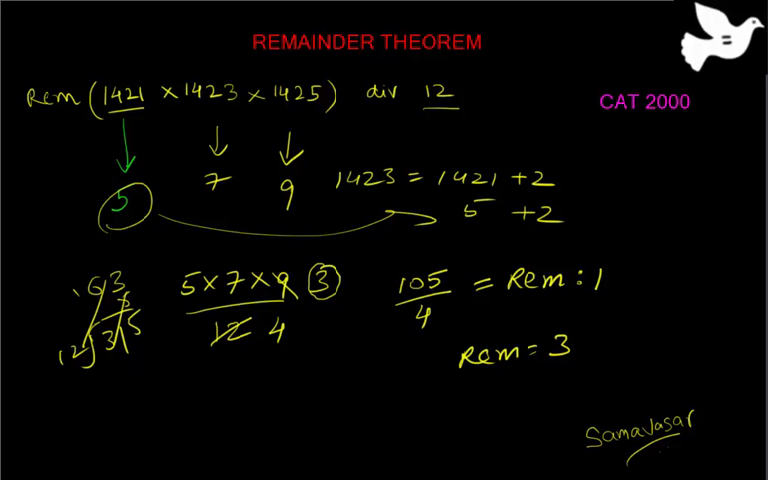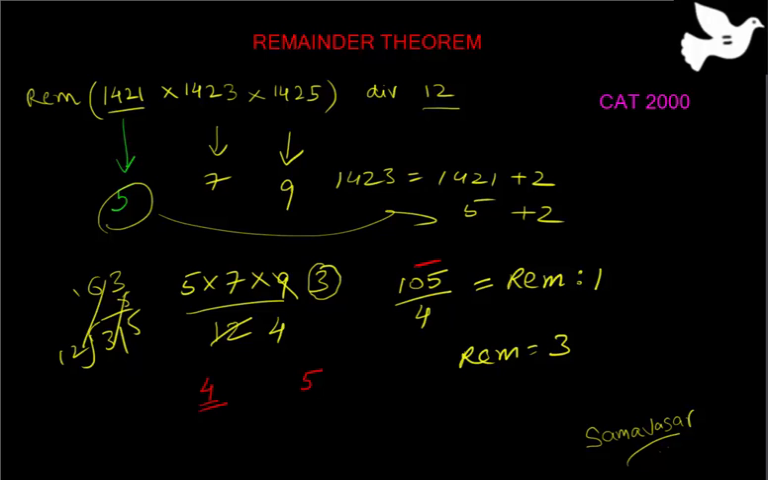I'll just give you a quick tip here, although this will be discussed in another video. When you're trying to find out the remainder when you divide by 4, the divisibility test of 4 is that you take the last 2 digits of the number and see if the number formed by the last 2 digits is divisible by 4. In this case, the last 2 digits form the number 5. 5 is not divisible by 4.